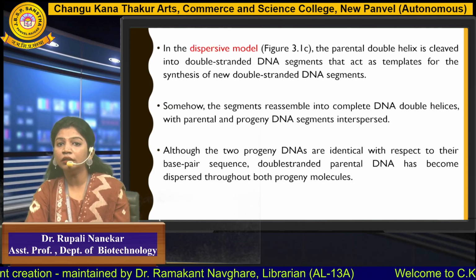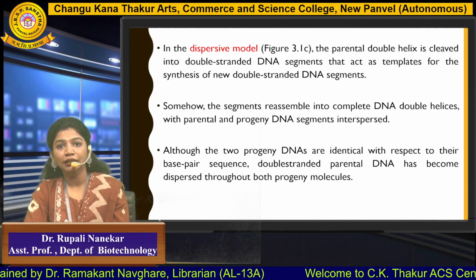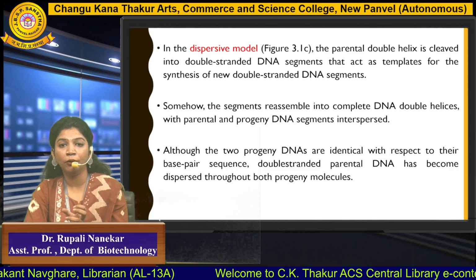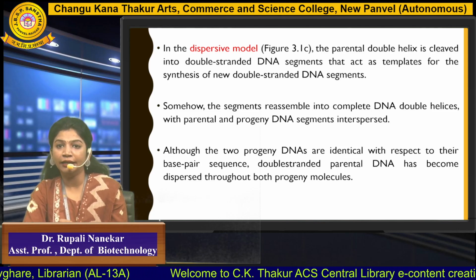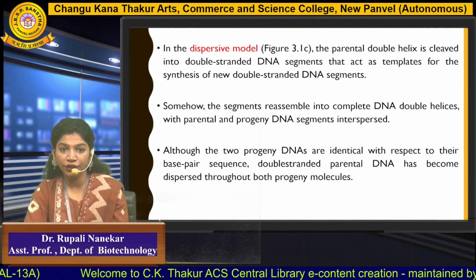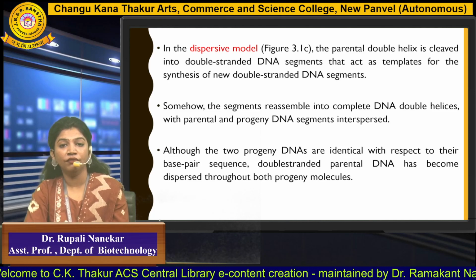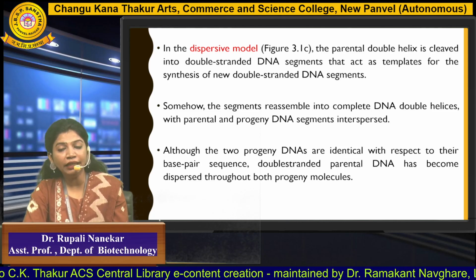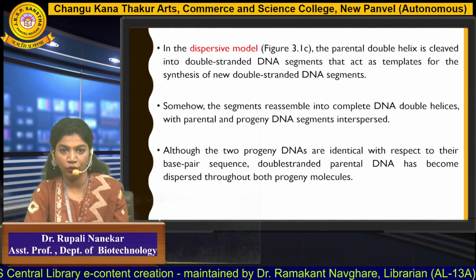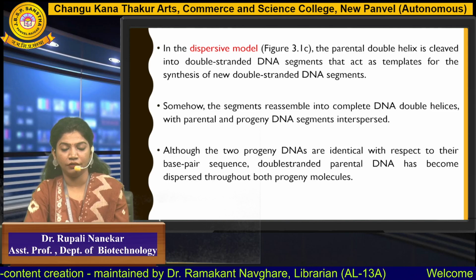The third model is the dispersive model. From the name it suggests that there will be some interspersing between the progeny DNA and the parental DNA. Although the two progeny DNA are identical, there will be some parental and progeny DNA which will be interspersed. So there are three different models which were proposed to understand replication in prokaryotes: semi-conservative, conservative and dispersive.